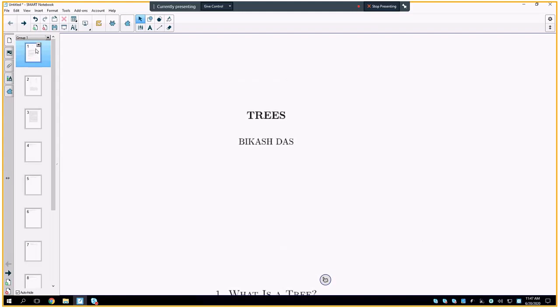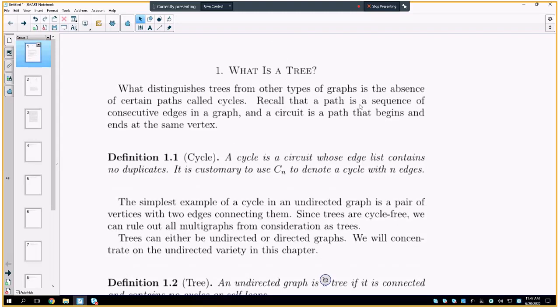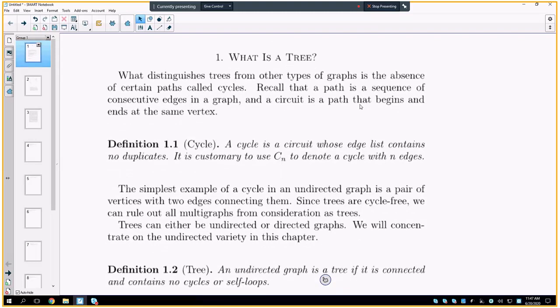What we are expecting in a discrete mathematics class when we are studying trees is to help us do discrete mathematics better. What is a tree? What distinguishes trees from other types of graphs is the absence of certain paths called cycles. Recall that a path is a sequence of consecutive edges in a graph, and a circuit is a path that begins and ends at the same vertex.